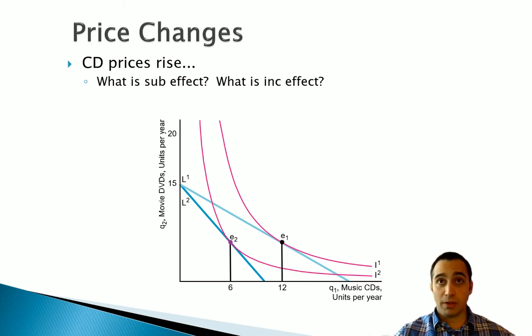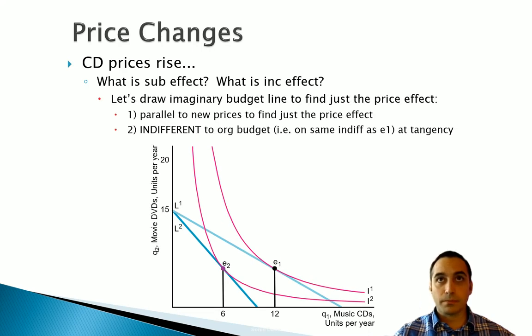As drawn, I don't think so. So let's try to draw some additional lines. Take a minute and draw this, and then draw a new imaginary budget line that will show us the substitution effect, i.e. the effect due just to a change in price. This new imaginary budget line will be compensated like we did a few slides back. That is, the new prices should be obeyed. That is, the line should be parallel to this one.